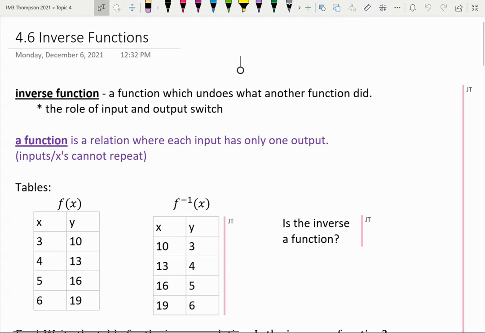Reminder, a relation is only a function when each input has only one output. So the inputs or the independent variables or the x's cannot repeat. So you have a table example right there where this is my original function.